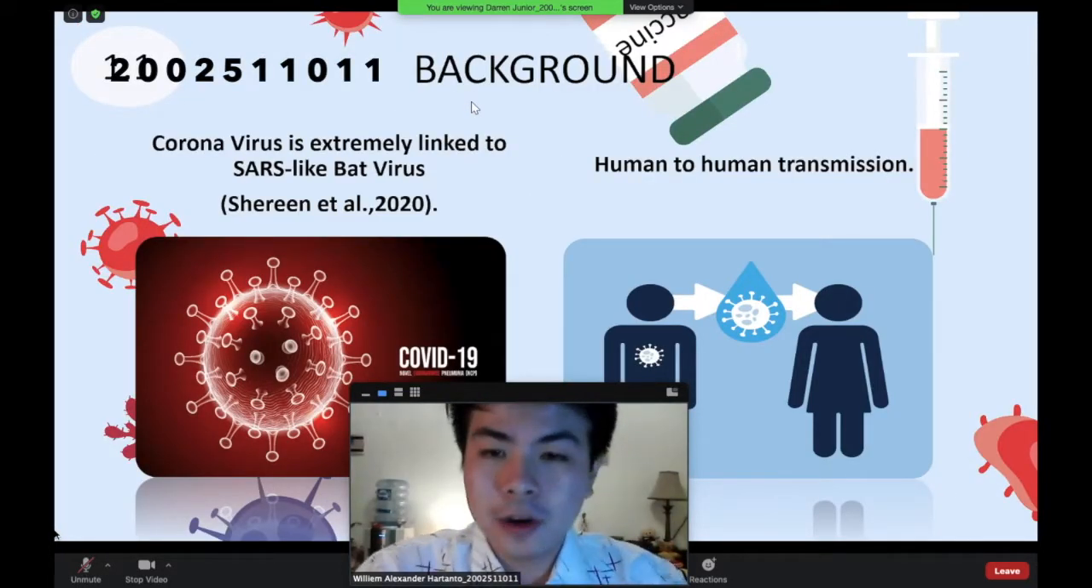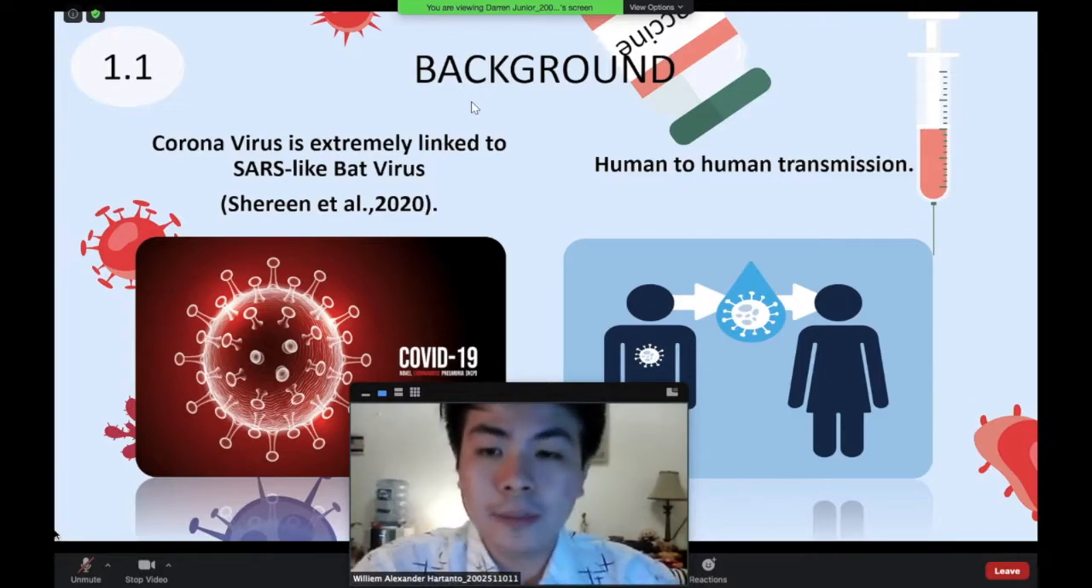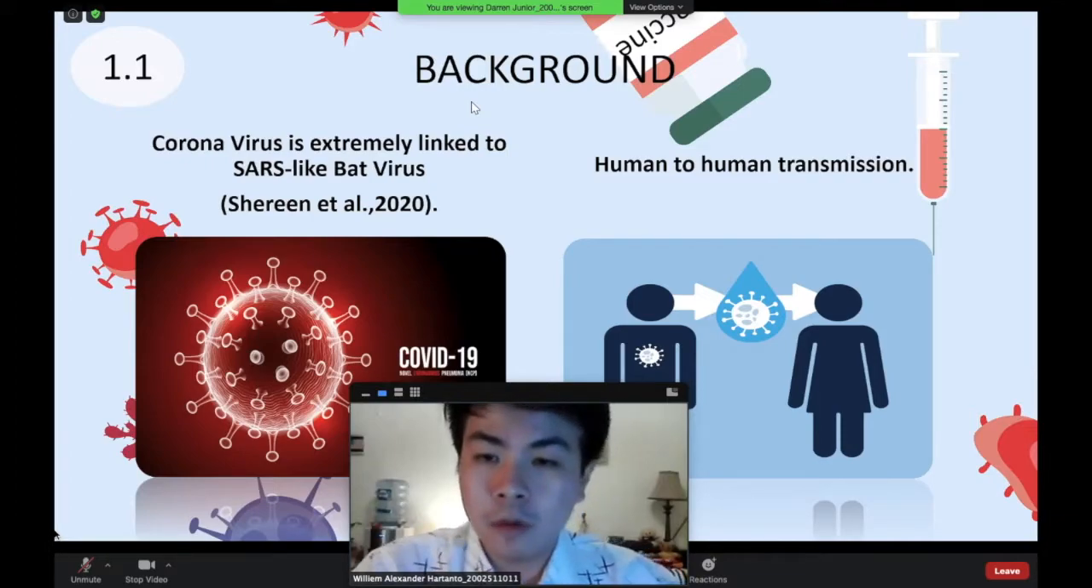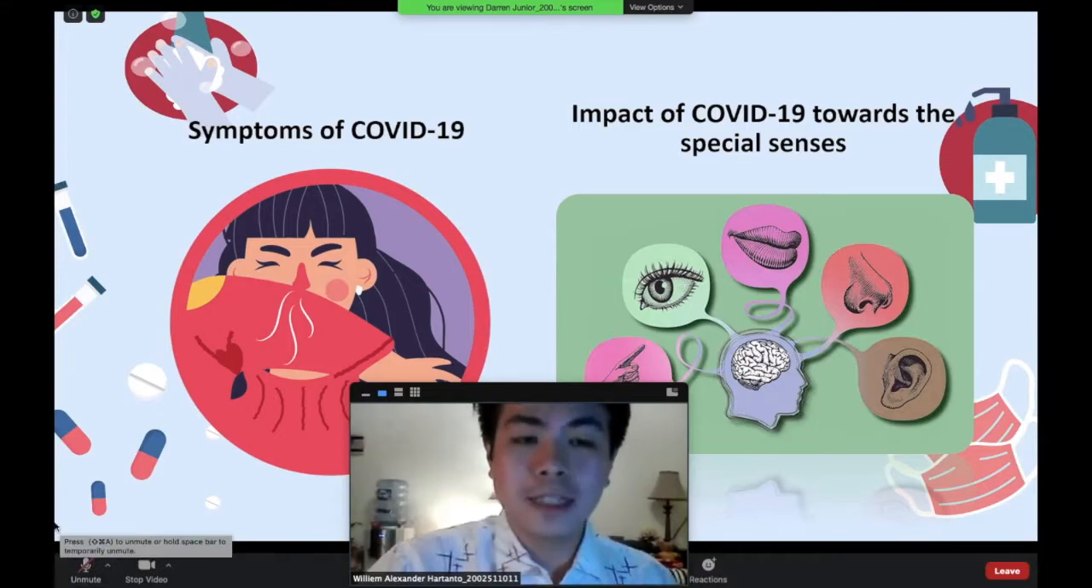Phylogenetically, the coronavirus disease, or some may call it SARS-CoV-2, is extremely linked to the previous outbreak in 2002, which was the SARS-like bat virus. Human-to-human transmission is how this virus spreads, according to WHO. There are numerous possible transmissions of COVID-19, which include close contact transmission, airborne, vomit, fecal-oral, and also from animal to human.